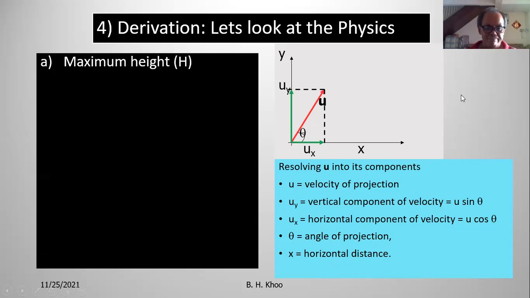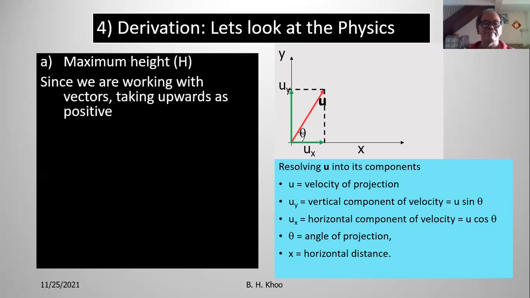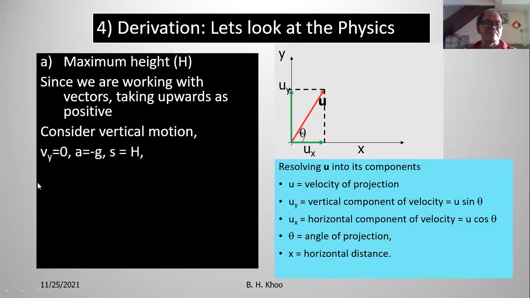Maximum height. Now we just consider vertical motion. And remember, it's a vector, so we have to choose a direction: which one is positive, and which one is negative. We take upwards as positive for our choice. Consider vertical motion. Initially, u is u sine theta. Acceleration is downward, so it's negative, minus g. At maximum height, s equals h.